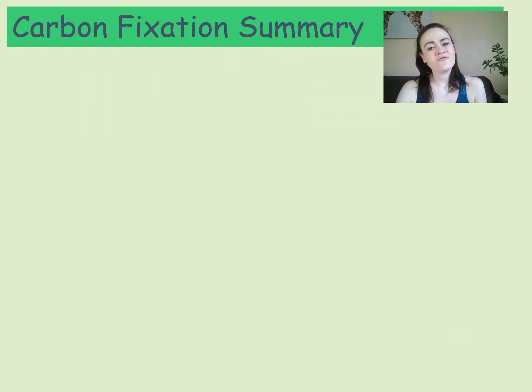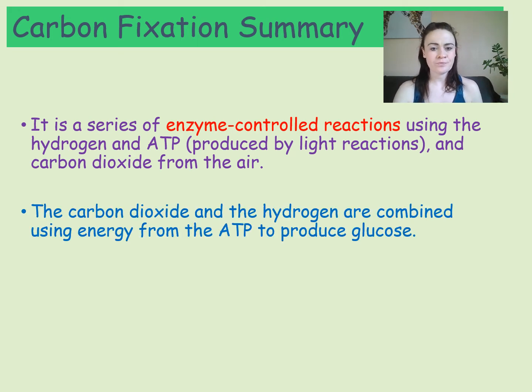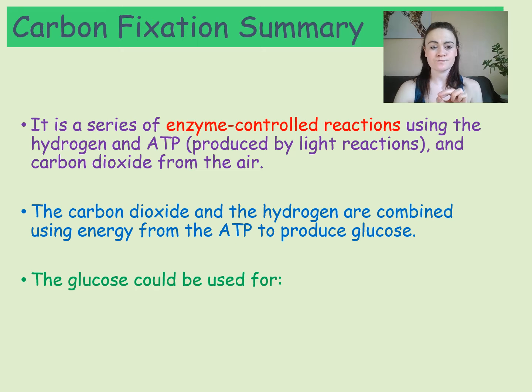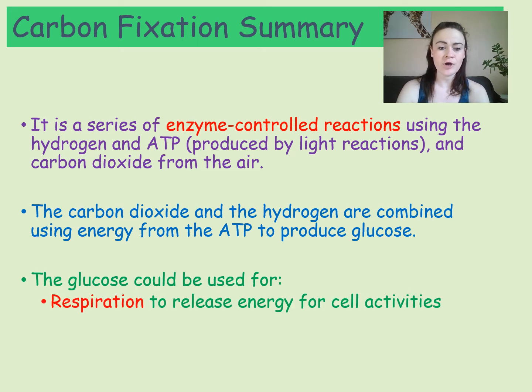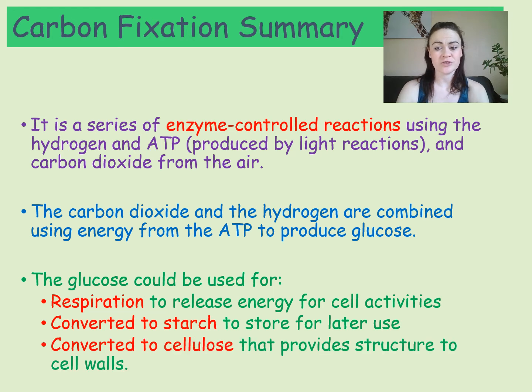Now, a wee summary for carbon fixation. It's a series of enzyme-controlled reactions. That's a buzzword, a buzz phrase you need to know. It uses hydrogen and ATP from the light reactions and carbon dioxide from the air. The carbon dioxide and hydrogen combine using energy from the ATP to produce glucose. The glucose could be used for respiration, conversion to starch for it to be stored for later use, or converted to cellulose to provide structure to the cell walls.